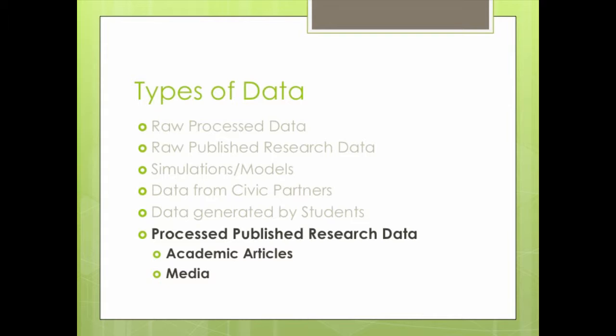If you aren't getting the raw data, although a lot of times, and more journals are doing this, they're actually making the data available so that people can analyze it further. But academic articles and media, I think, are probably the two most common forms of that processed, published data that's out there. And often the media is a processing of the academic articles themselves. So that's another piece of the pie to think about for the students as they engage with the data from these sources.